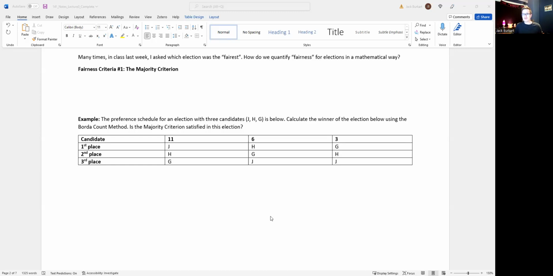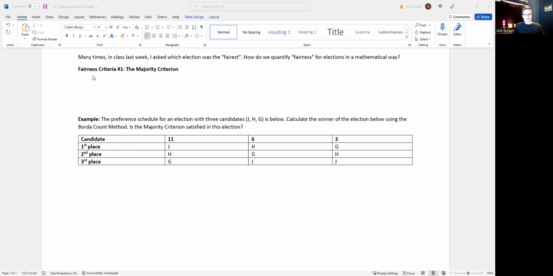And many times in previous videos and in class, I have asked which election method was the fairest. I've been asking you to kind of give an opinion about fairness of these elections. But the purpose of this video is to try to attempt in a somewhat mathematical way to quantify fairness for elections. What we're going to do is we're going to give 4 criteria, which we can mathematically check. And each of these criteria in some way is going to tell us some notion of fairness that an election ought to satisfy. So let's dig into it.